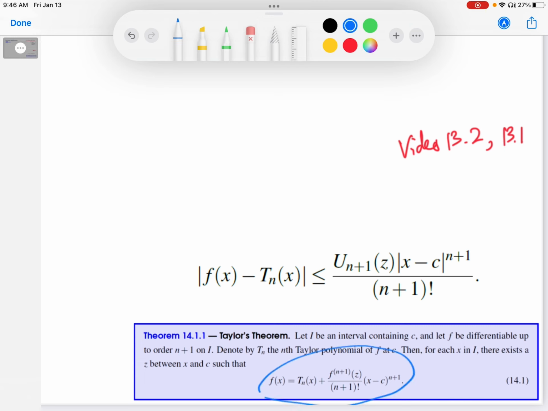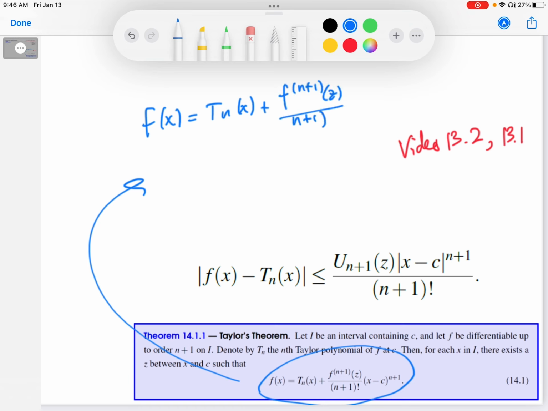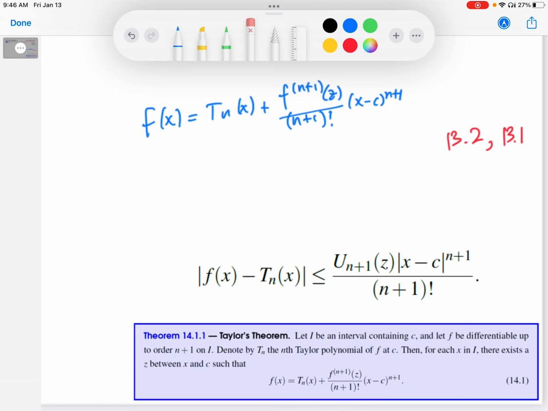One application of what's going on here. Let's pop this out here. f of x equals the nth Taylor polynomial at x plus this additional term here, which, like we just saw, is almost the next term in the Taylor polynomial, just that instead of the nth derivative at x equals c, it's the n plus 1 derivative at z, sorry.